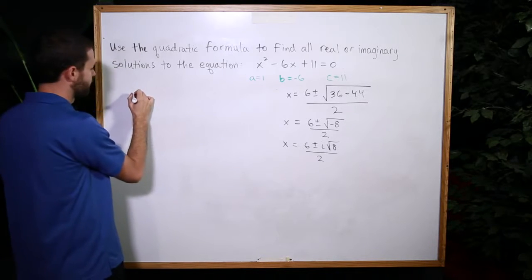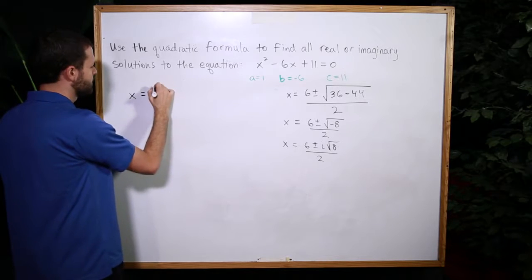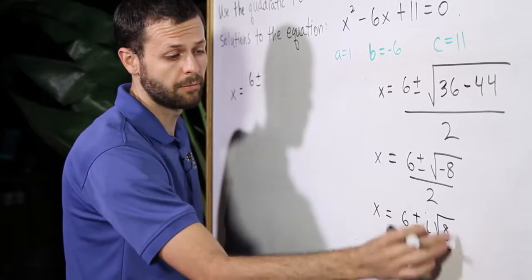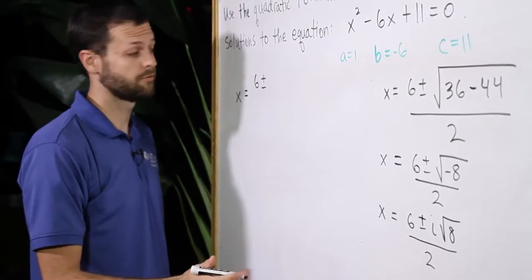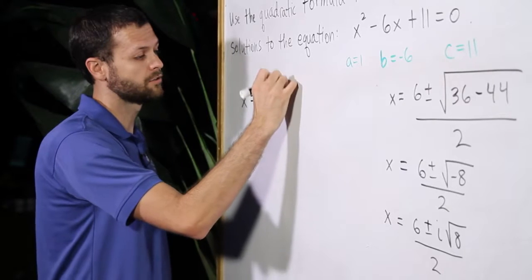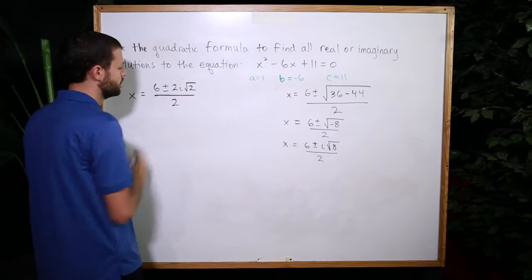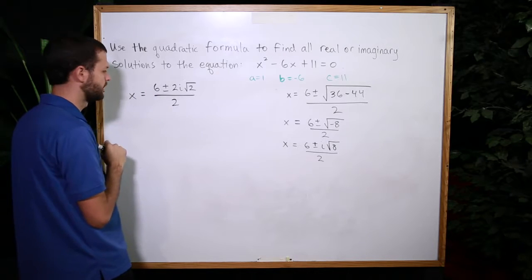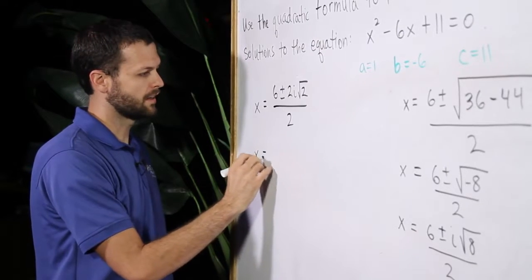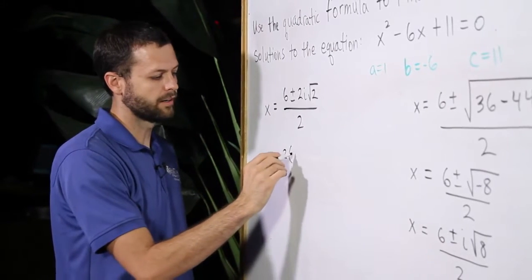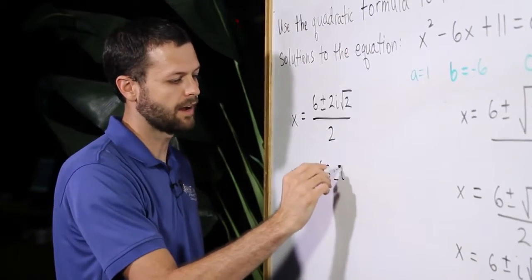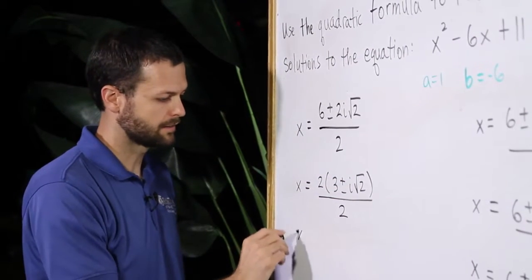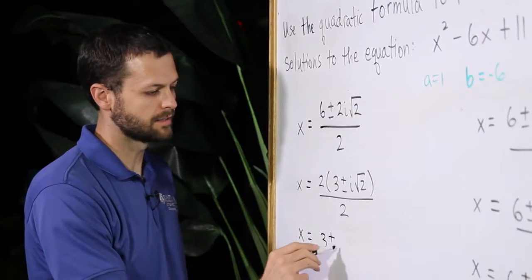Continuing on, we now have x equals 6 plus or minus. Let's see if we can simplify this square root of 8. Remember that square root of 8 simplifies to 2 square root of 2, giving us 2i square root of 2 all over 2. We can still simplify because there's a common factor of 2 in the numerator and denominator. You can see that by factoring out a 2 in the numerator, giving you a 3 plus or minus i square root of 2 all over 2, ultimately giving you x equals 3 plus or minus i square root of 2.